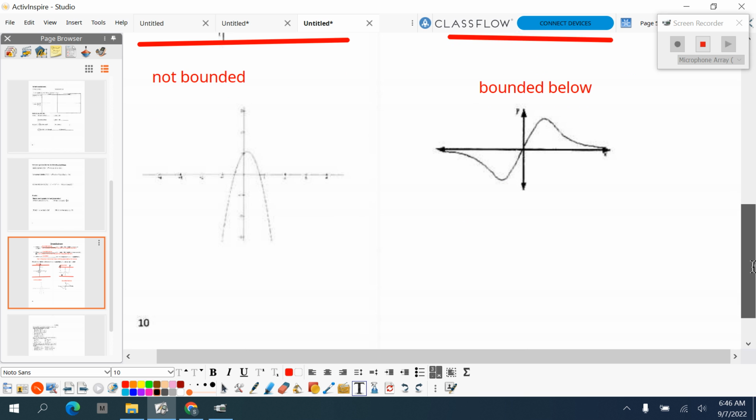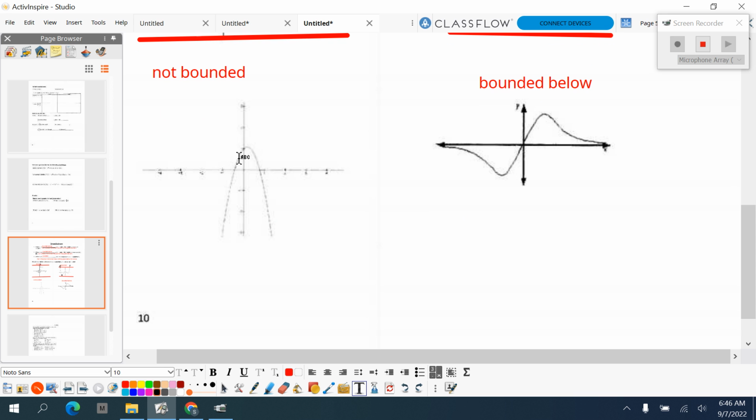Let's look at this one. So right here, obviously, we are bounded above, and this is a quadratic function. And this one looks like possibly trigonometric, possibly cubic, but I won't name this one because I don't know the name of it, and that's okay. So here we're completely bounded.